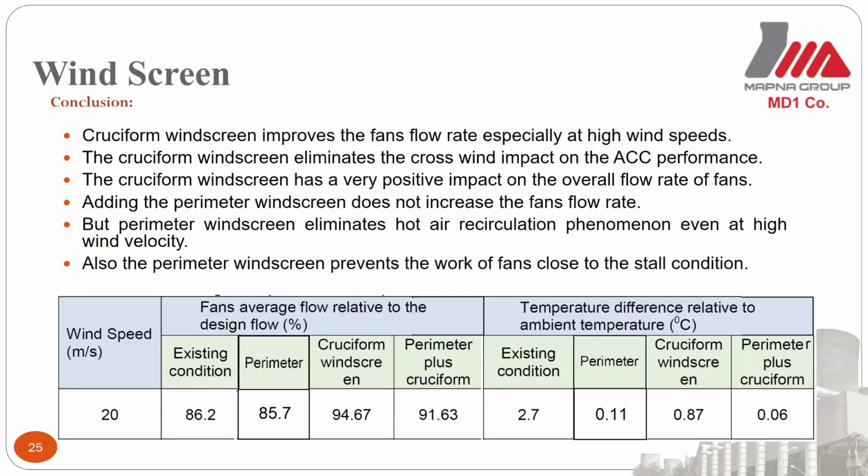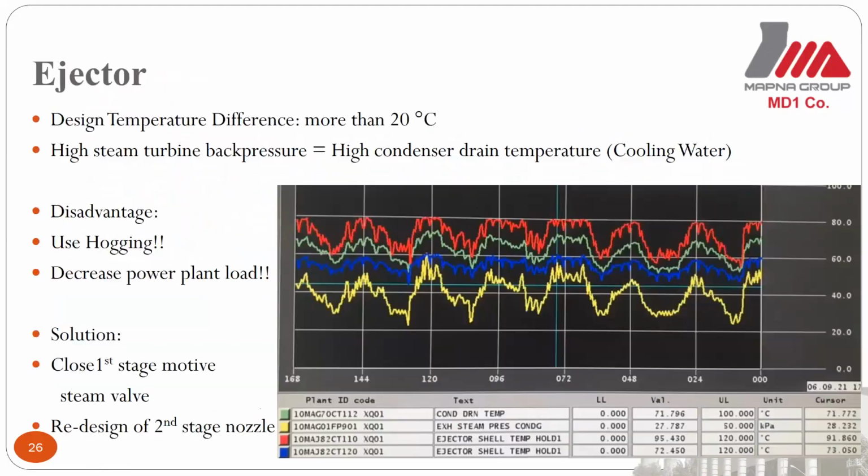If I want to conclude very briefly, I would say the cruciform window screen is useful for improving airflow rate, as you can see in the middle of the chart. And the perimeter window screen is useful for decreasing the hot air recirculation effect, as you can see at the right of this chart. Of course, these results are exclusive to this project. This was one of our development and optimization projects. Let me move to a second example.